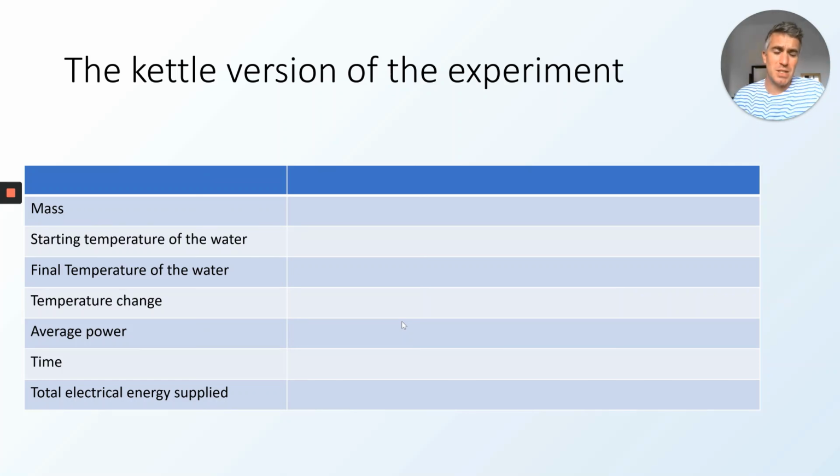The actual specific heat capacity of water is 4,200. Let's see if you come up with the right answer. That's the end. So do everything you can, and then tomorrow or the next lesson, we'll check the answers and see how we did with the experiment.